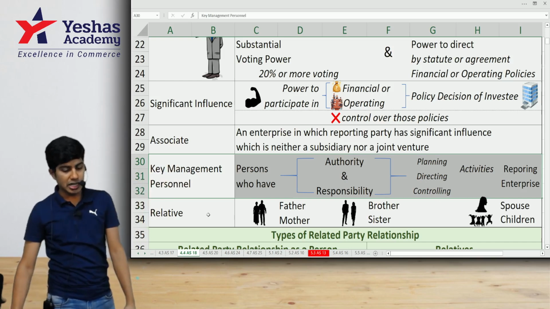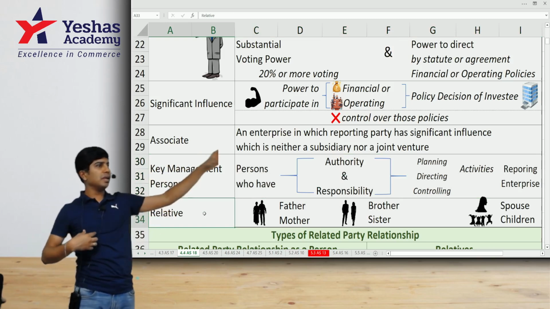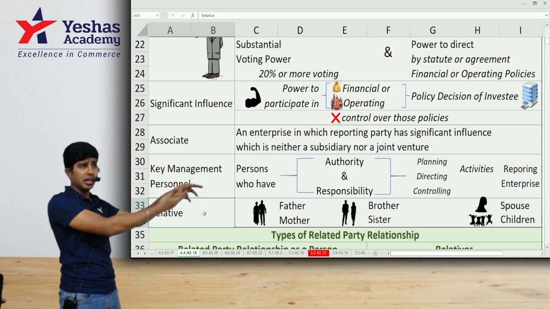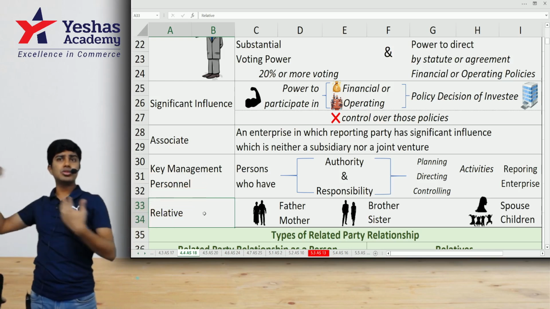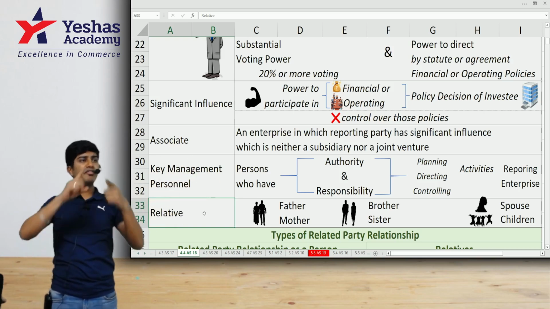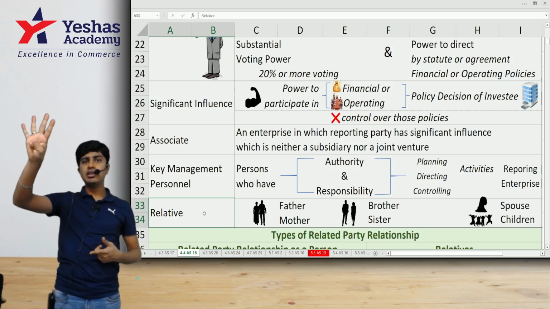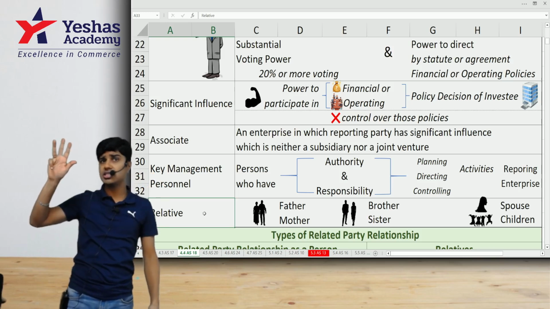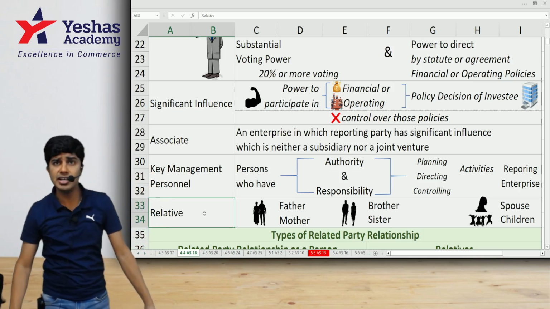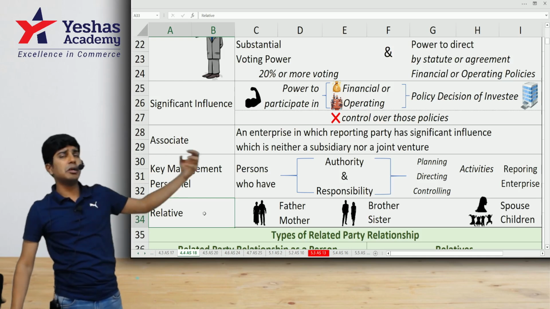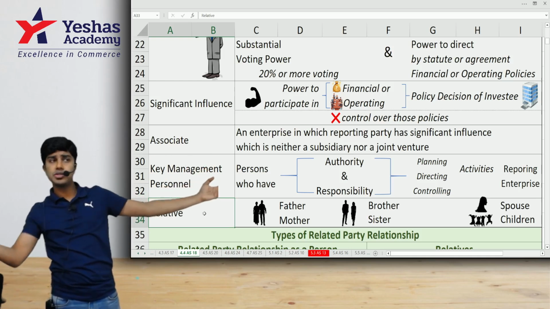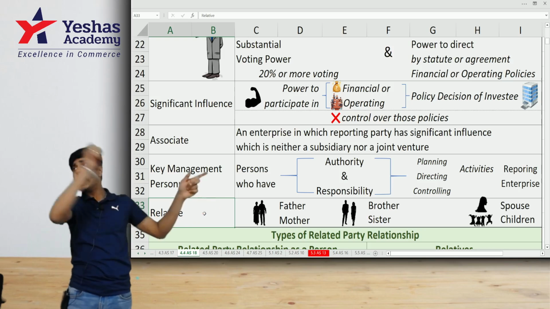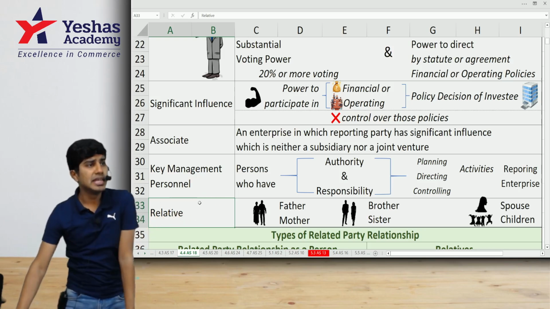Then the next one is relative. Let's say I am a KMP in a company. I am a director, a whole-time director, a managing director. We both are related. Not just me, my relatives are also related parties. Who are my relatives? Father, mother, brother, sister, spouse and children. These are considered to be my relatives. If I am a related party to a company, all my relatives are also related parties to that company. Transactions between the company and my relatives will also be disclosed separately.